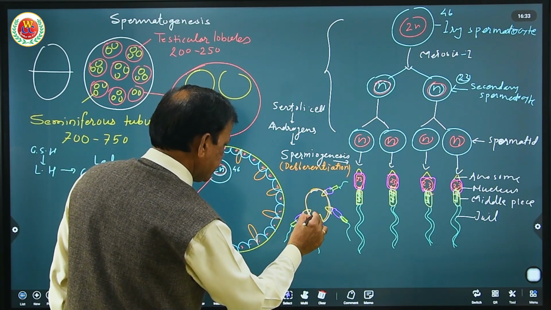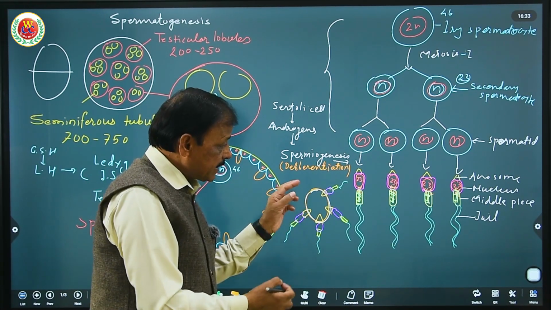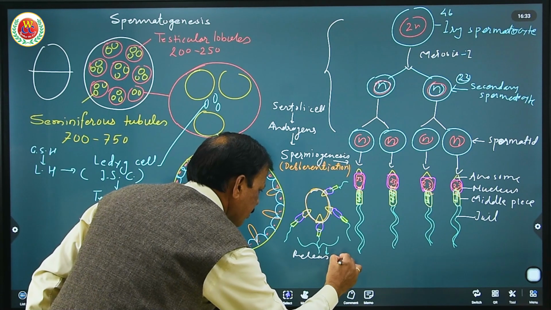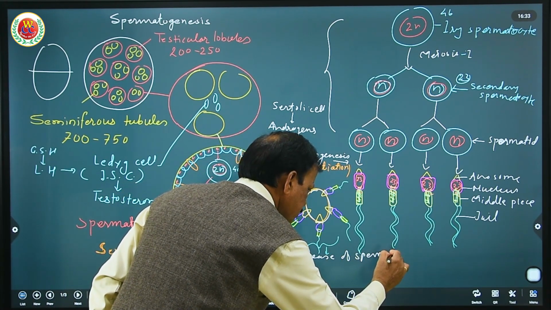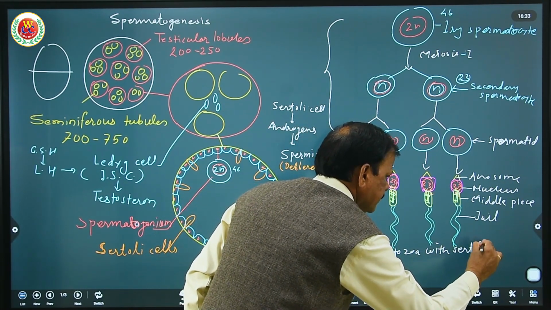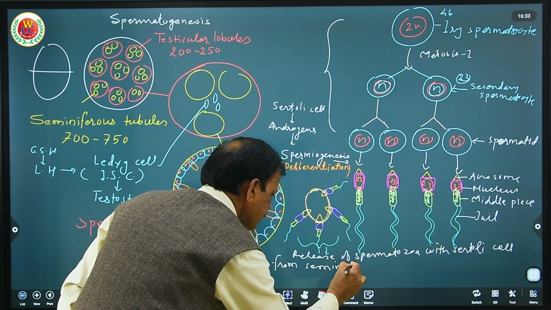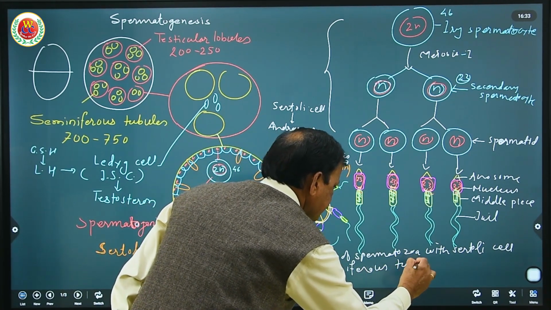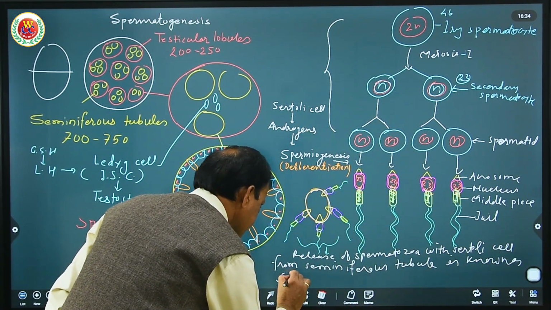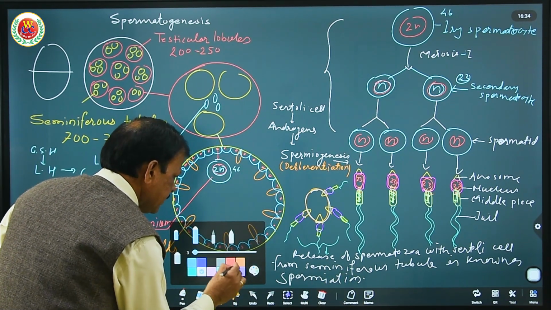Their heads remain embedded into the Sertoli cell, taking nutrition for their survival, and then they are released. The release of spermatozoa from the Sertoli cell and from the seminiferous tubule is known as spermiation. So here you can understand that these three steps are the major steps.